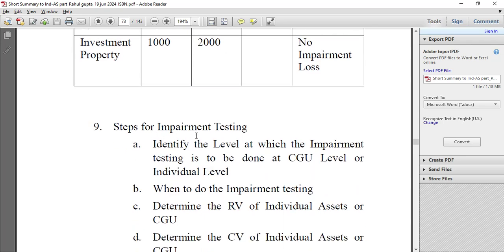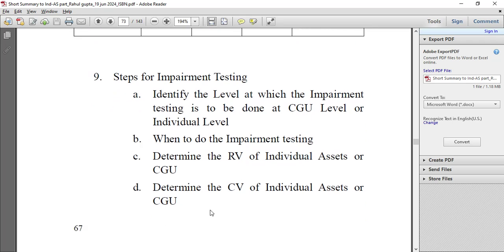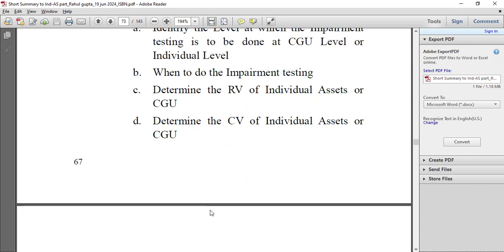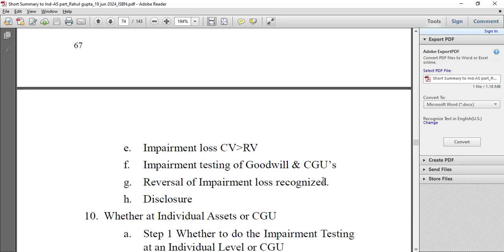Steps for impairment testing. Identify the level at which the impairment testing is to be done, at CGU level or individual level. When to do the impairment testing. Determine the recoverable value of the individual assets or CGU. Determine the carrying value of individual assets or CGU. Impairment loss: carrying value is greater than recoverable value. Impairment testing of goodwill and CGUs. Reversal of impairment loss recognized, and disclosure.